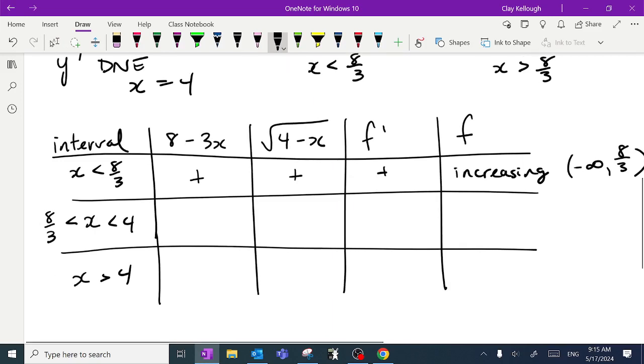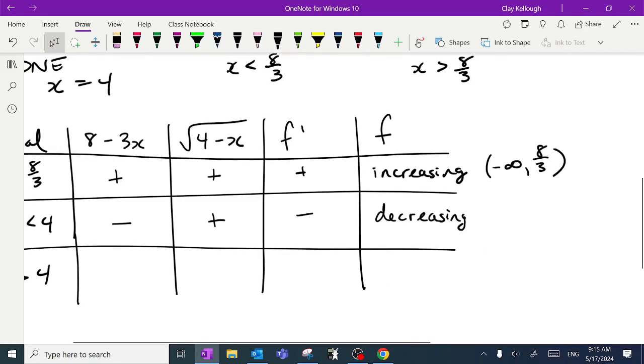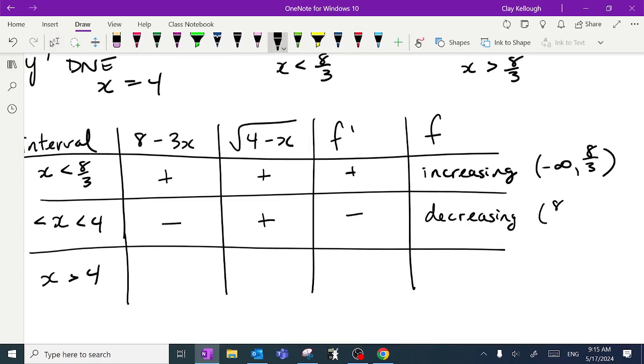All right. Give me a number between 8/3 and 4. How about 1? Oh, wait a minute. No, it's not. 1 is smaller than 8/3. Okay, 8/3 and 4. Hang on a second. I've got to think about something. Maybe 3, I guess, would be a good number. Let's use 3. 3 would make this thing negative. 3 would make this thing positive. A negative times a positive is negative. So we are decreasing from 8/3 to at least 4, maybe more.